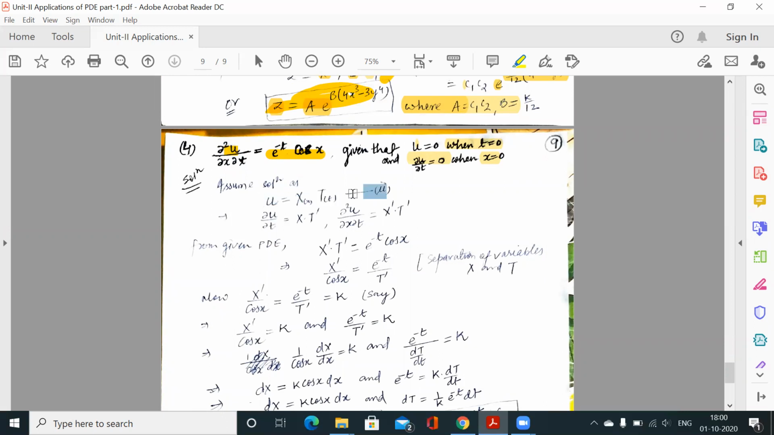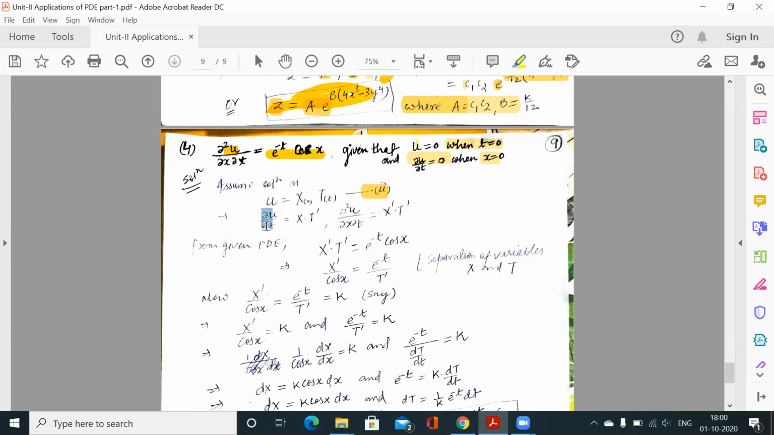So u is equal to X T is our assumed solution, because there are two independent variables x and t, and u is the dependent variable. Now we have to substitute this in the PDE. So for the PDE, what do we require? We require the double derivative with respect to x and t.